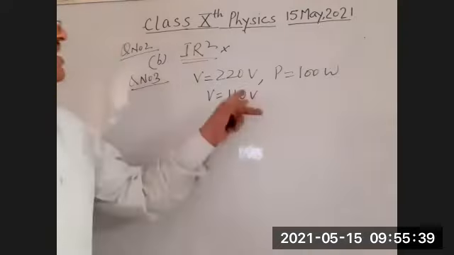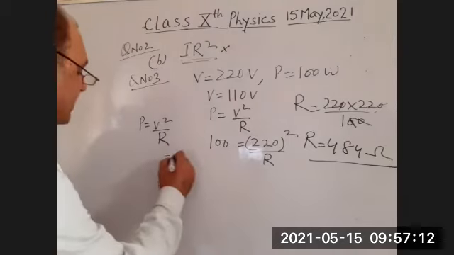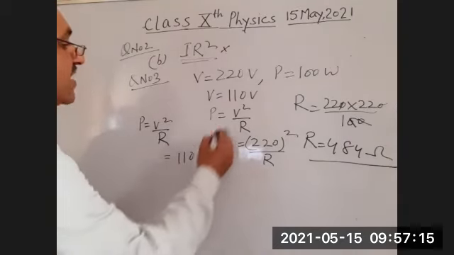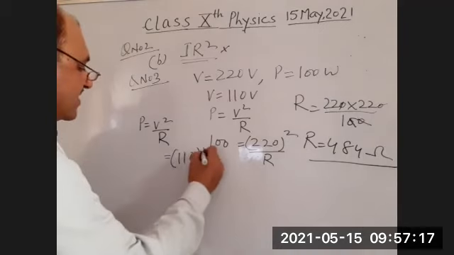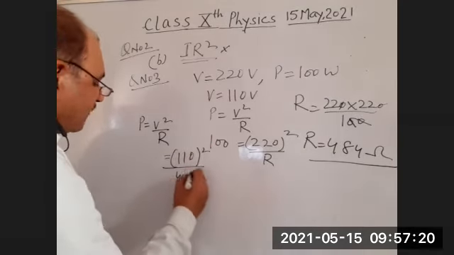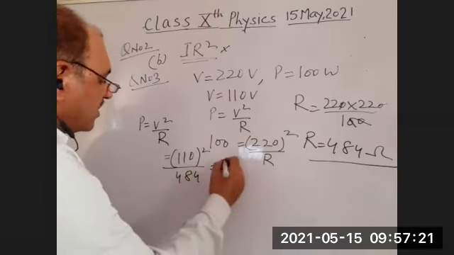Now it is given that V is equal to 110. What will be the power in this case? Again, we'll use the formula. P is equal to V square by R. Here V is given as 110, earlier it was 220. Now R is 484. Now 110 multiplied by 110 divided by 484.